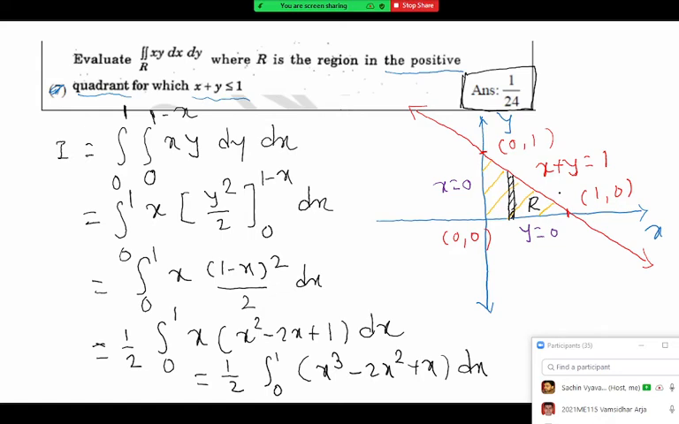Sir, in every diagram should we put x equal to 0 and y equal to 0? Not every diagram, only for a straight line. Obviously, for a straight line those are the simple points. Otherwise, you can put x equal to 1 and then find y. The choice is yours. Got the answer? Very good, 1 by 24.